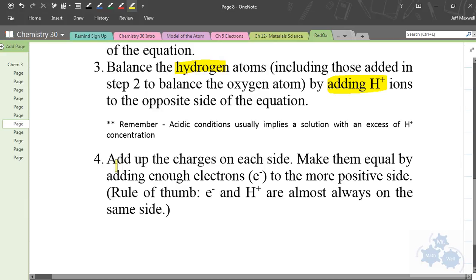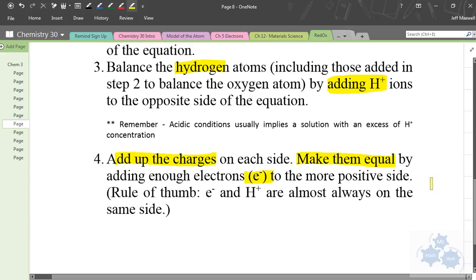Step 4: we add up all the charges on each side. Charges meaning we've got H pluses, so that's a +1 charge for each one of those. If we have another negative ion for some reason, we add that up as well. We add up the charges on each side, and we have to make the charges on the left side and the right side equal. If there's an imbalance, we then add electrons to the more positive side to balance them off. So we add up the charges and make the charges equal by adding an appropriate number of electrons.